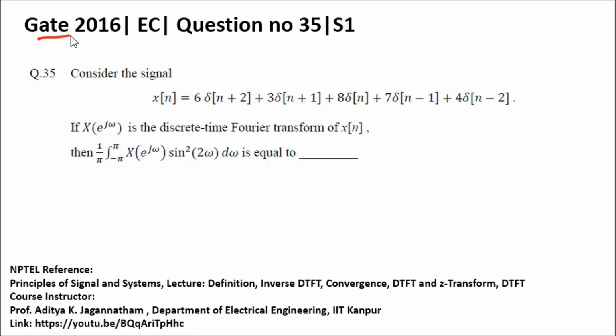So this question was asked in GATE 2016 Electronics and Communication in paper set 1, in which you are given a signal x of n, which is represented by these impulse signals, and you are given that x of e to the power j omega is the discrete time Fourier transform of x of n. Then you need to find this integral value, that is, the integral from minus pi to pi of x of e to the power j omega sin square 2 omega d omega.